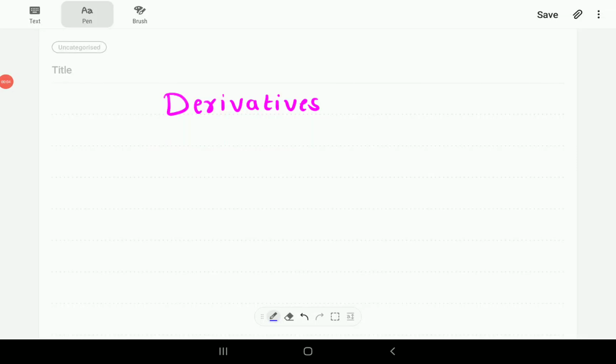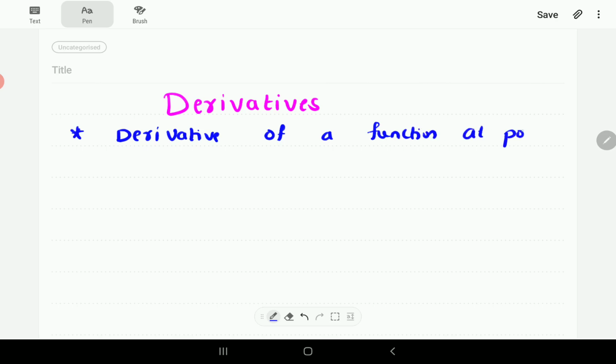Today we are going to talk about the derivatives. So now first let us try to understand what is the derivative of a function at a point. So derivative of a function at a point. What is the derivative of a function at a point?